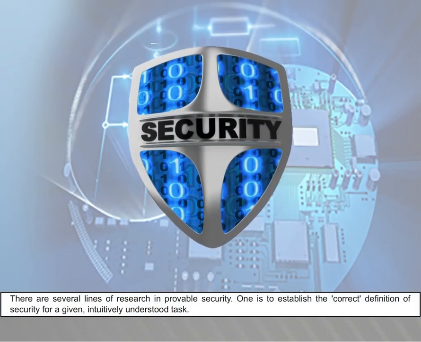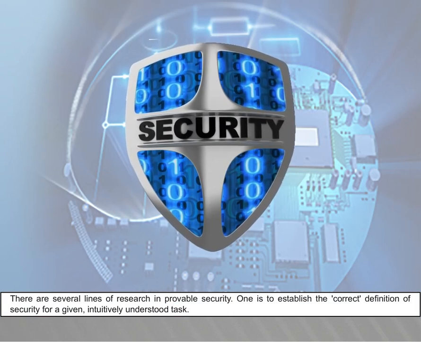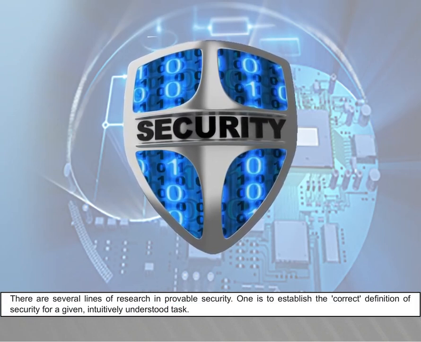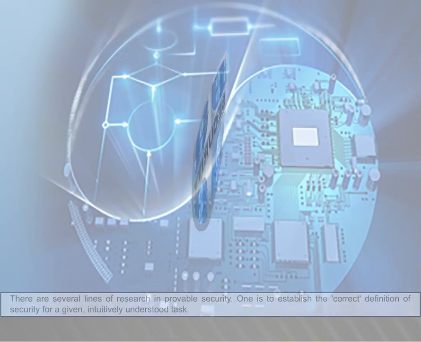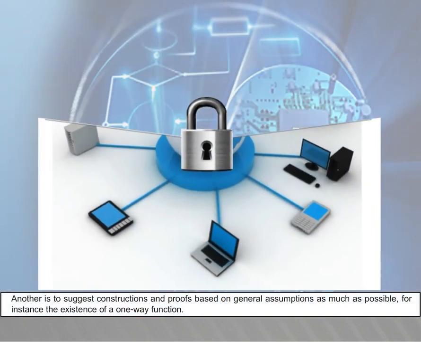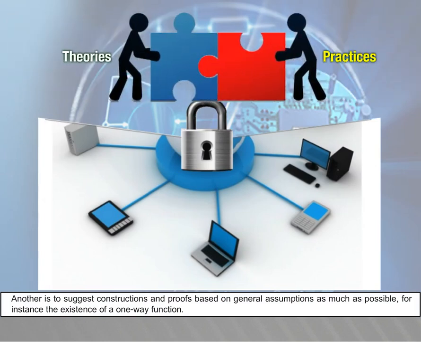There are several lines of research in provable security. One is to establish the correct definition of security for a given intuitively understood task. Another is to suggest constructions and proofs based on general assumptions as much as possible, for instance, the existence of a one-way function.